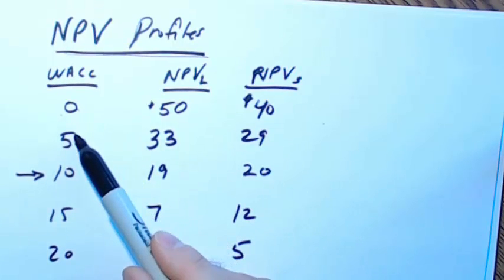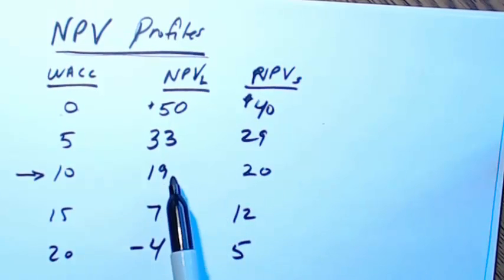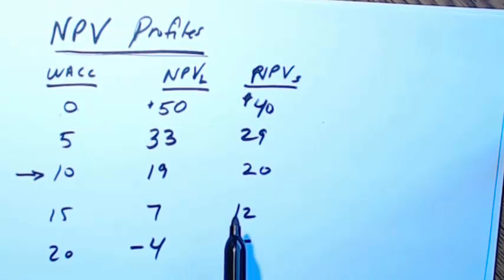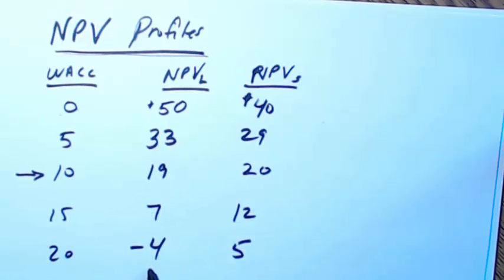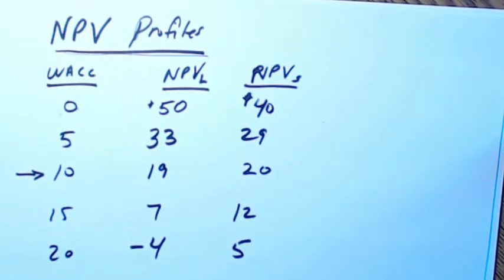Notice when I increase the discount rate, the net present values go down, right? That's basic chapter 5 stuff, time value of money. If the discount rate goes up, the present values drop, and obviously the net present values will drop also. So interesting, you get to a point where you have a discount rate so high, you can actually have a negative net present value. Okay?